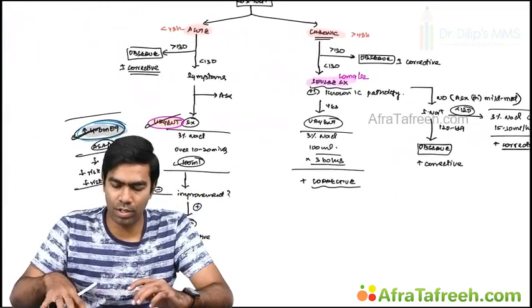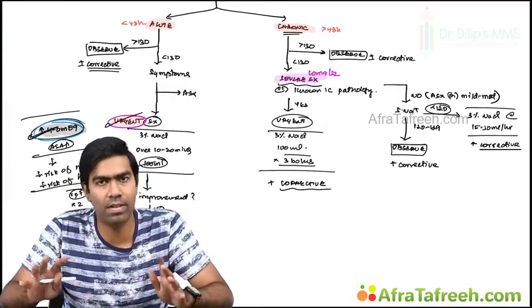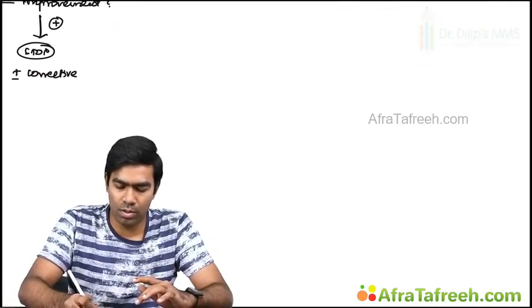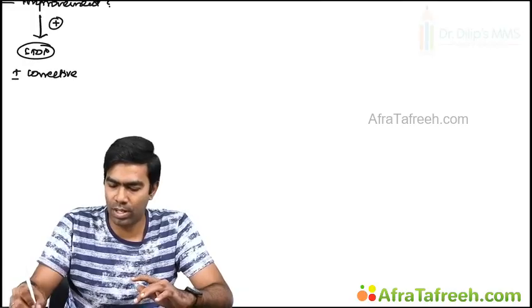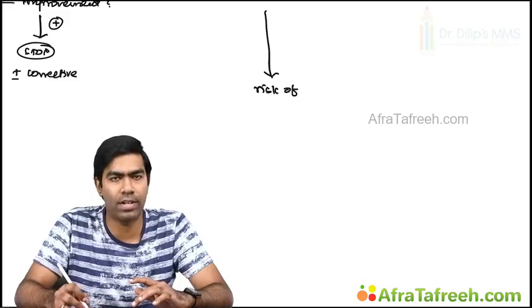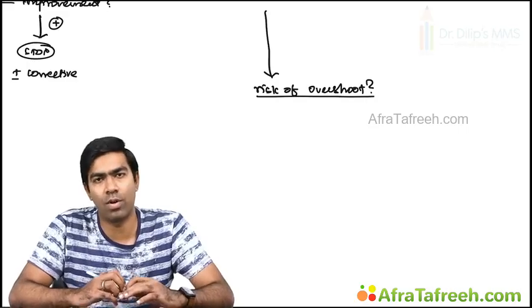So this is how you are going to manage a patient with hyponatremia in the acute or emergency setting. Very, very important again. Next, you have to know which patients are at risk of overshoot, because you are giving a lot of corrective actions, and you also have to know what you will do for them.